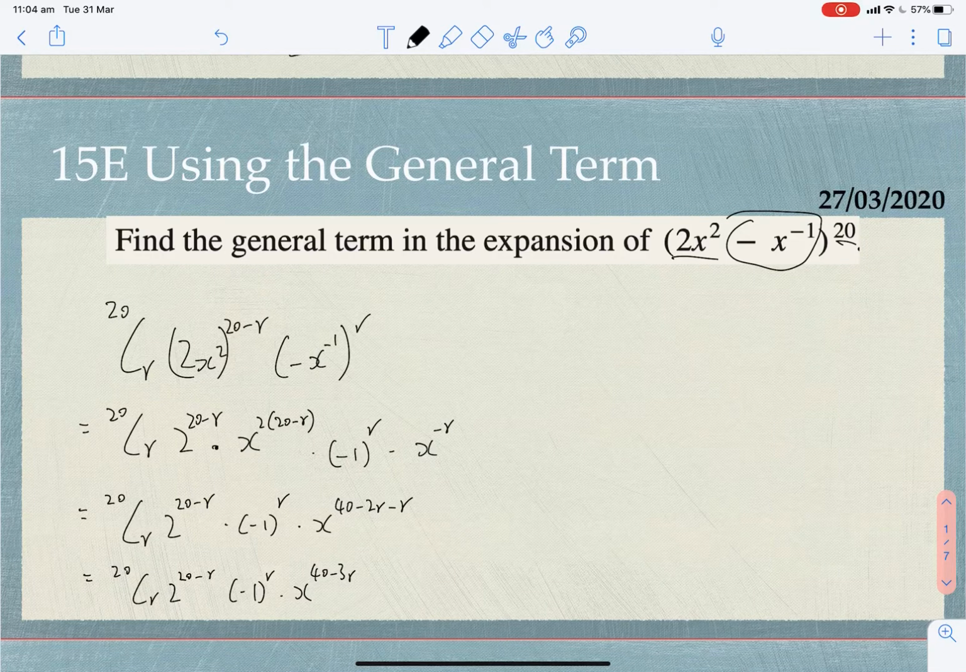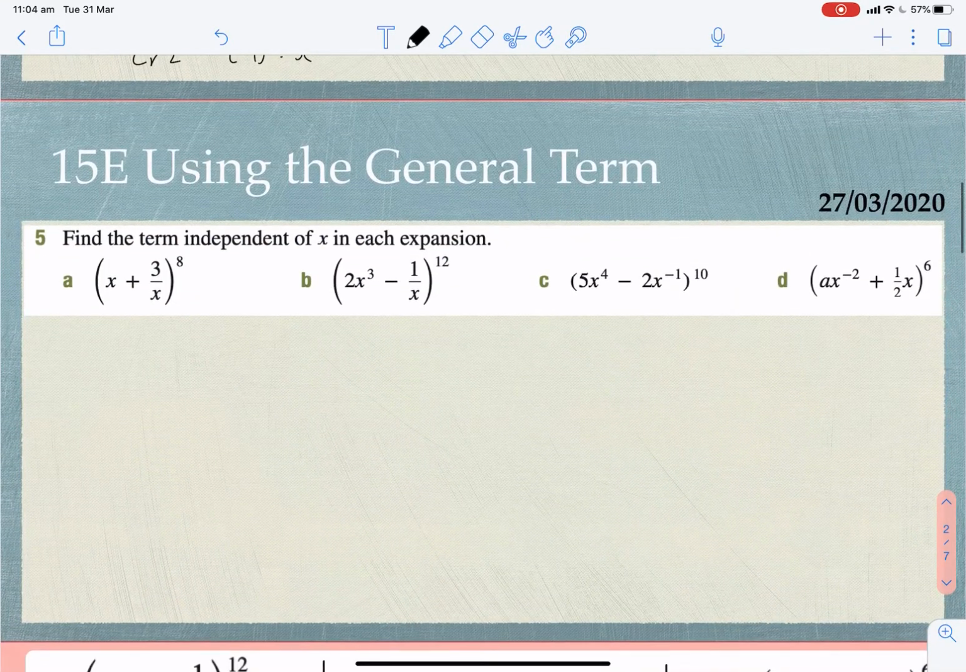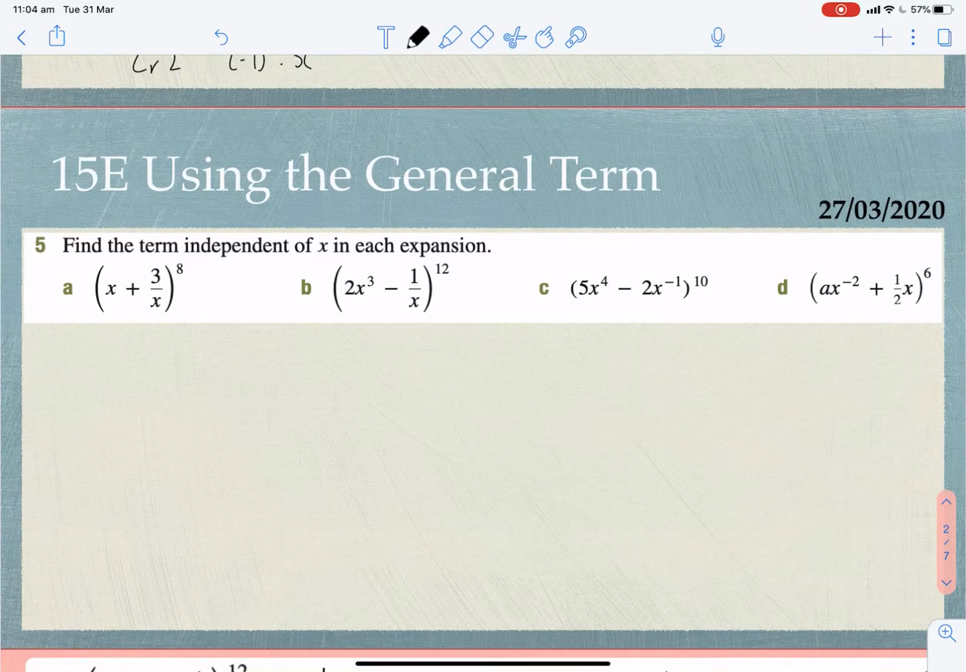Okay, I'll show you one example here. Let's do the first one. Let's do the general term first. So n is 8 this time. 8 choose r. The first term is x, so x to the power of 8 minus r, n minus r. The second term will be, wait, before we do that, I'm going to simplify this a little bit.